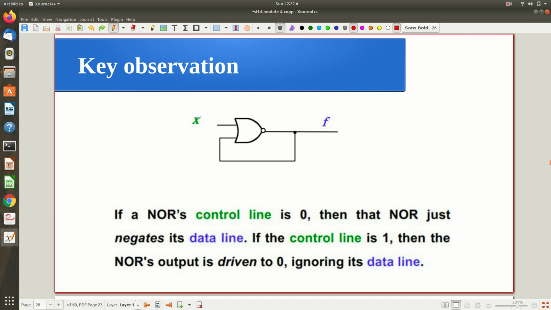In the second case, you have to keep in mind, suppose this x is equal to 1. Let me write the data input as d. Whether it is 0 or 1, whatever it is, the output is always 0. It is always giving you 0. Simply, this data line is being ignored. So this is what is needed.